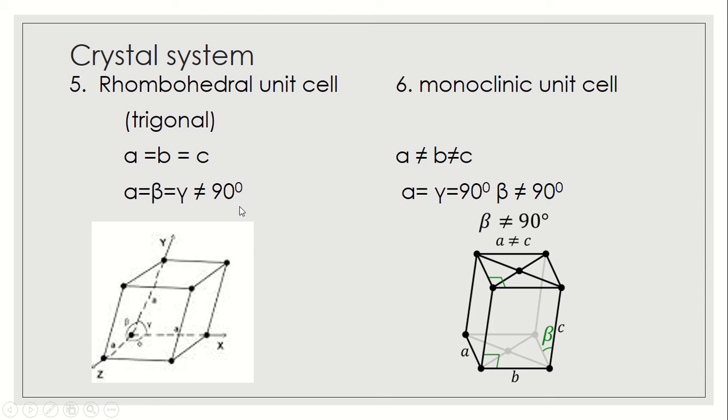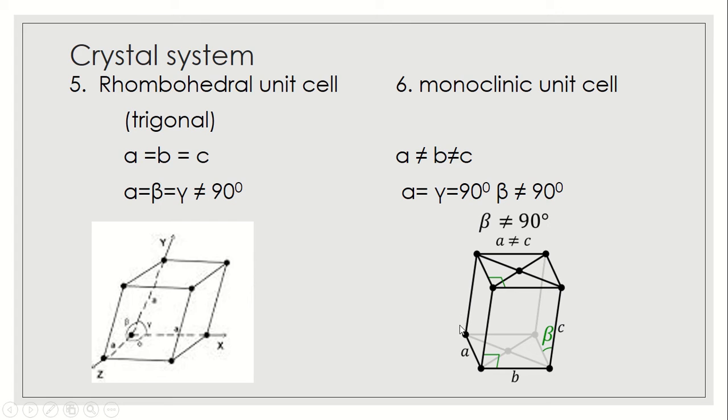Coming to the sixth type of crystal system, which is the monoclinic unit cell. Here all the three sides are not equal. A is not equal to B and B is not equal to C.